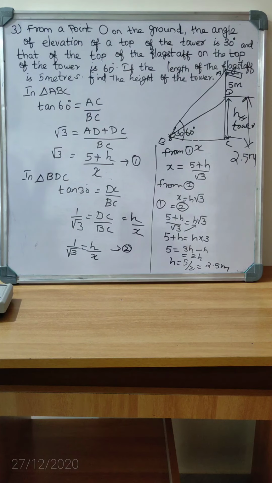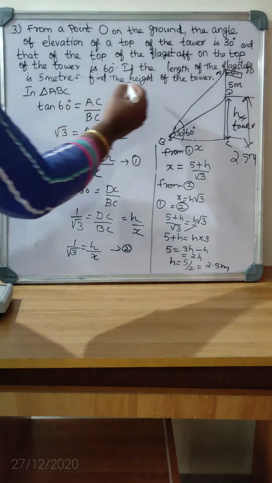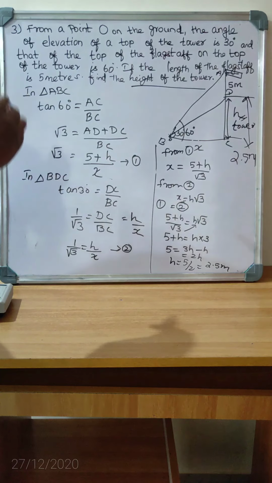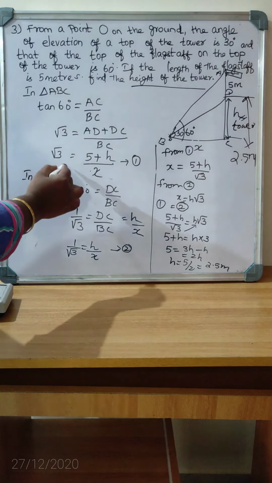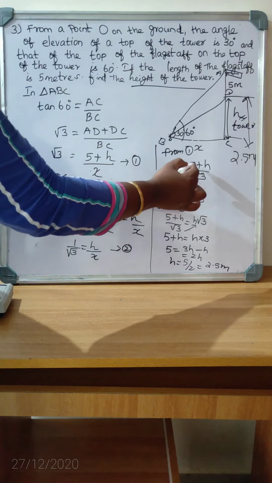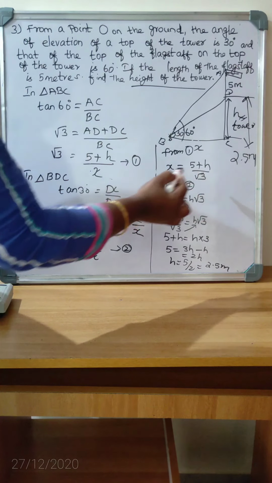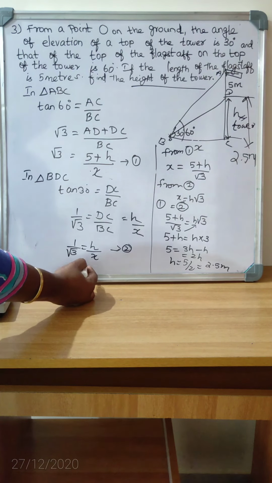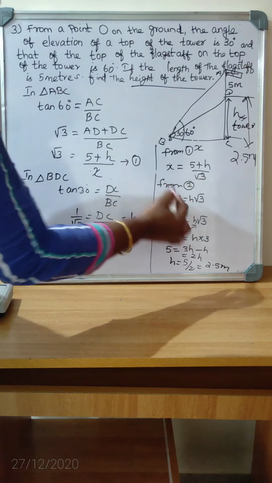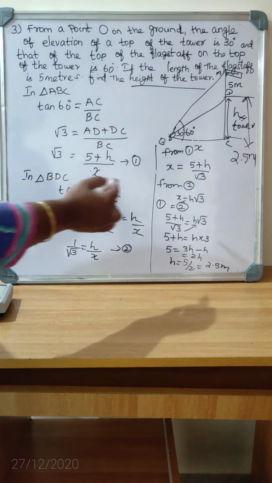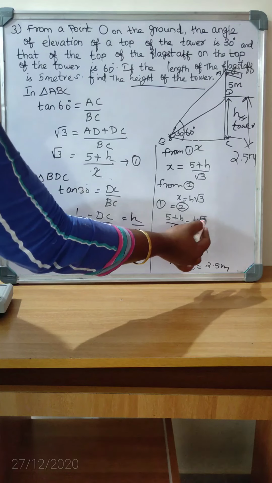First, before doing the sum, we have to analyze which one we have to find out. So in this question, they have asked about the height of the tower. So we are going to eliminate the other unknown value, that is X. So from equation 1, I have taken X equal to (5 plus H) by root 3. And from equation 2, I have taken X equal to H root 3. Now I am equating both X and X, that is equation 1 and equation 2. So (5 plus H) by root 3 equal to H root 3.